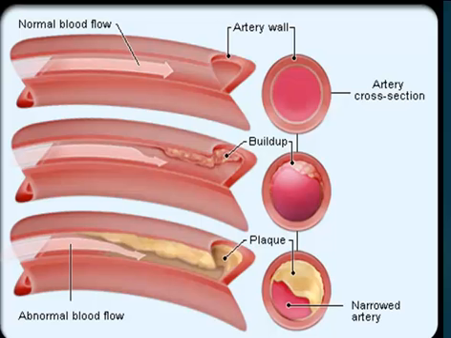And we can see here the normal blood flow. This is an artery in cross-section, and those plaques are building up there on the interior wall of our arteries. And now look, the blood is having a hard time getting through because the vessel itself is so narrow.